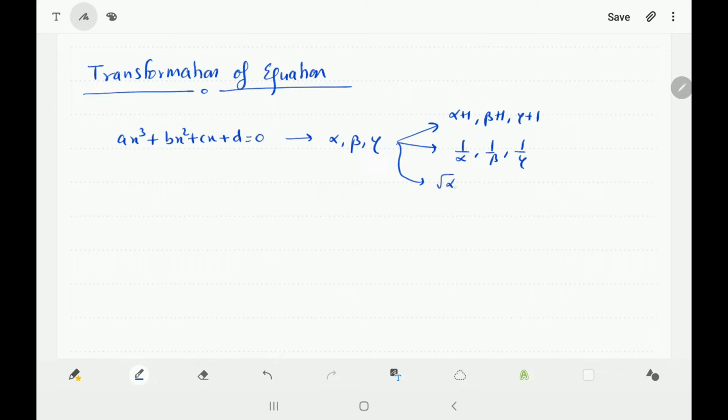Okay. Next case is root alpha, root beta, root gamma. Any kind of transformation which is similar in all the given roots. The equation can be degree 4, degree 5, degree 6. So what needs to be done, we will discuss in this particular case.